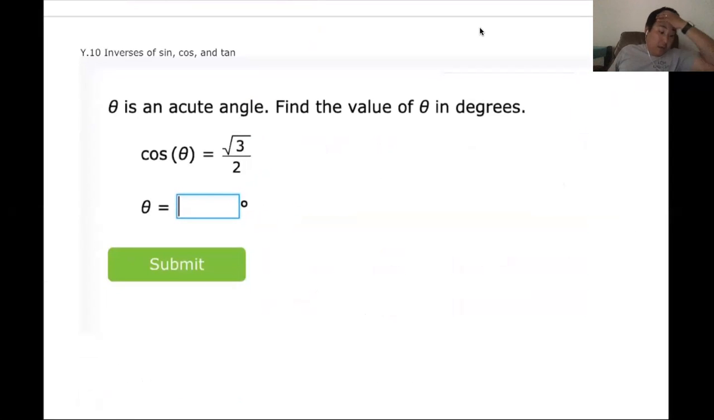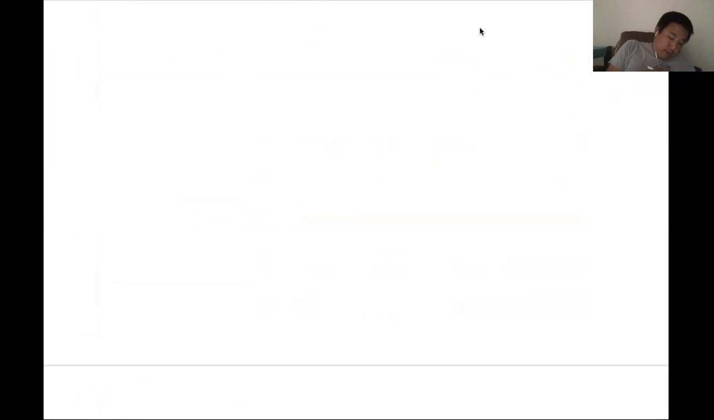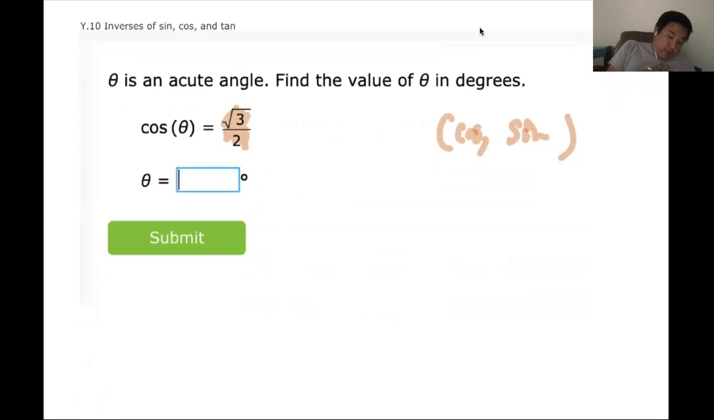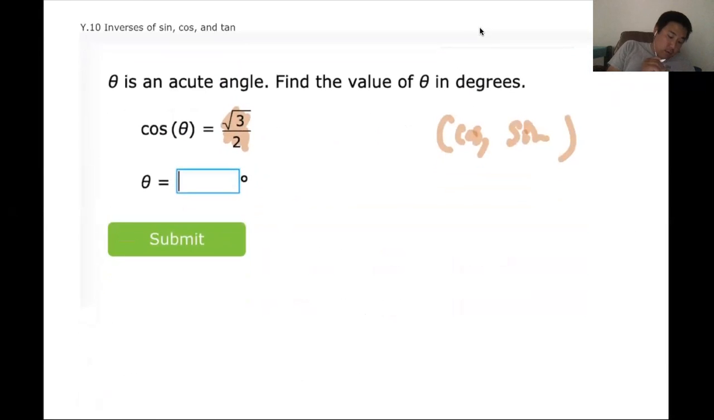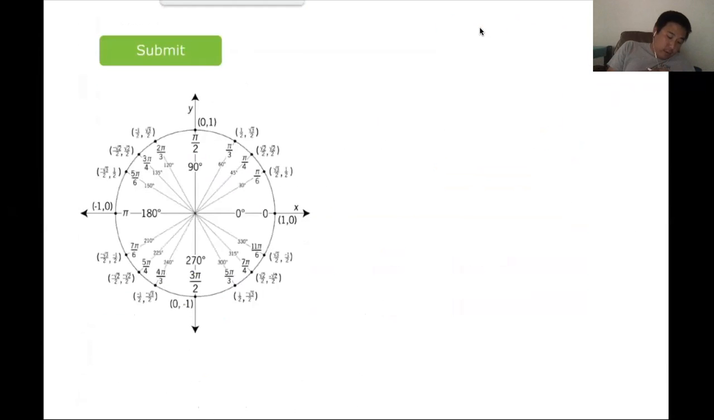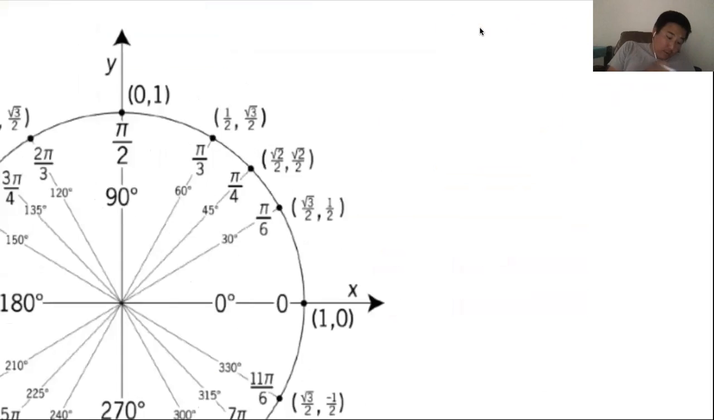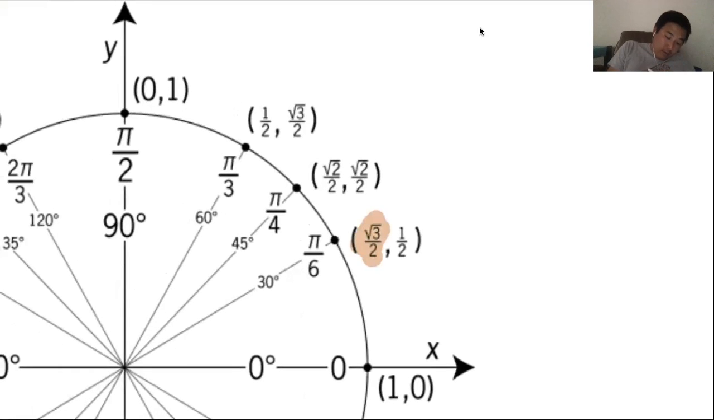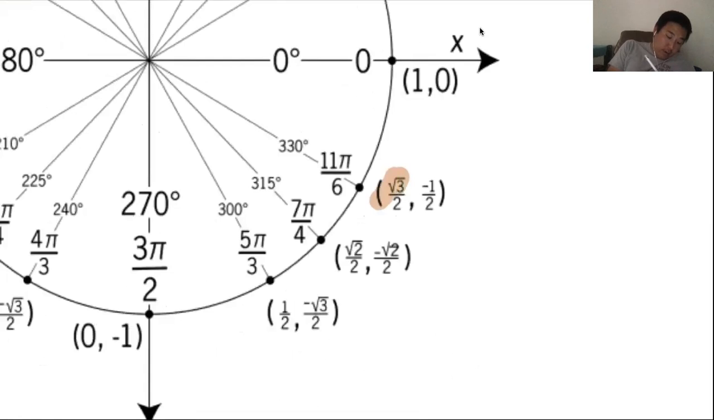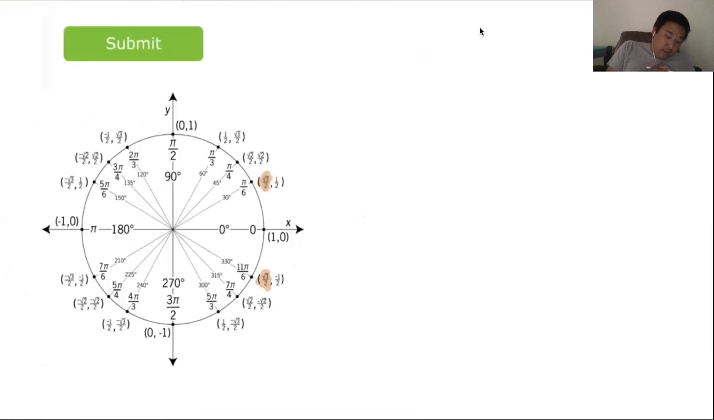All right, Y10. So again, now we're going to work backwards from Y7. So this time before we had the angle, and then we had to look for it. So now we need to look in the points for root 3 over 2 in the x portion. Remember, cosine's first. I have a unit circle here, which I'll use. So we're looking for cosine root 3 over 2, and it's right here. There's two different options. So it's 30 or 330.